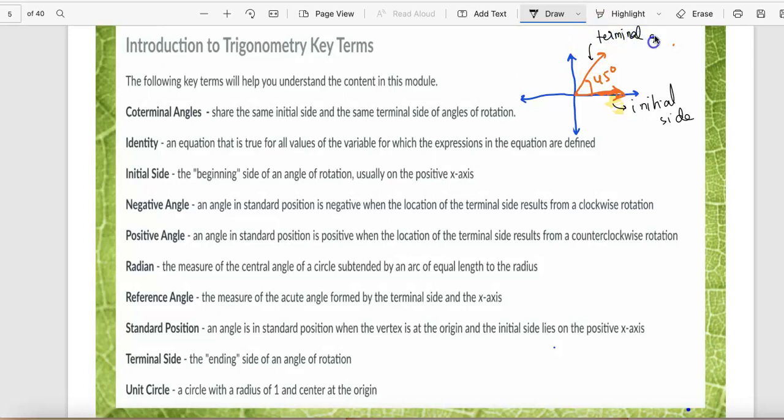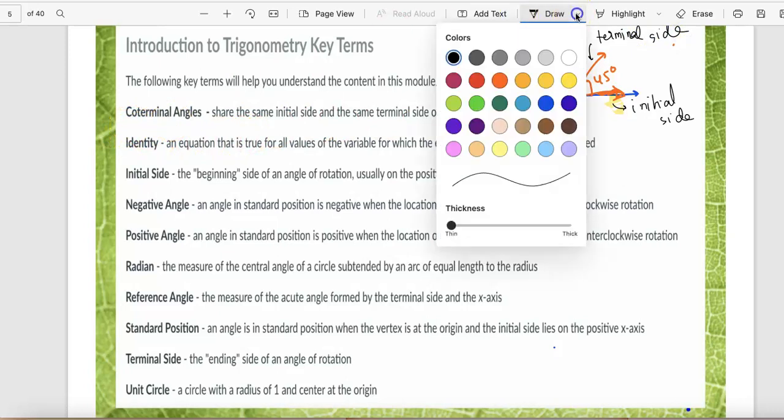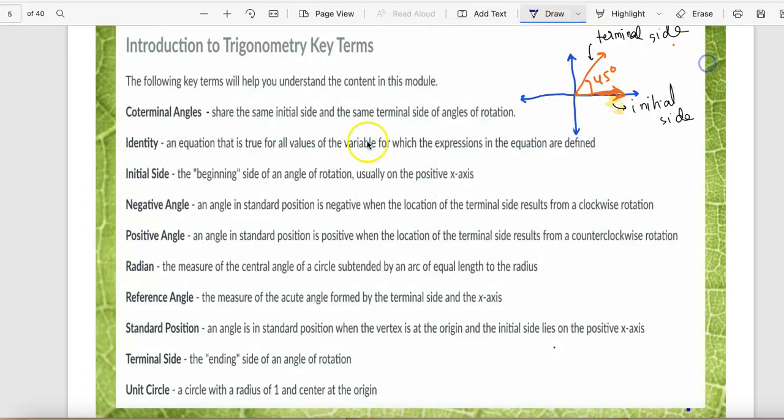Now the definition says coterminal. Co means two, so I'm talking about two angles. Coterminal angles are the angles which share the same initial side and the same terminal side of the angles of rotation.